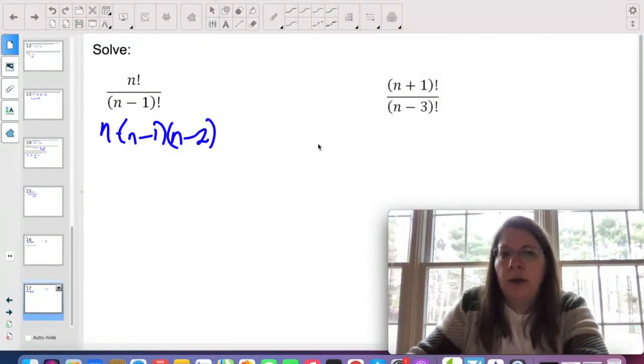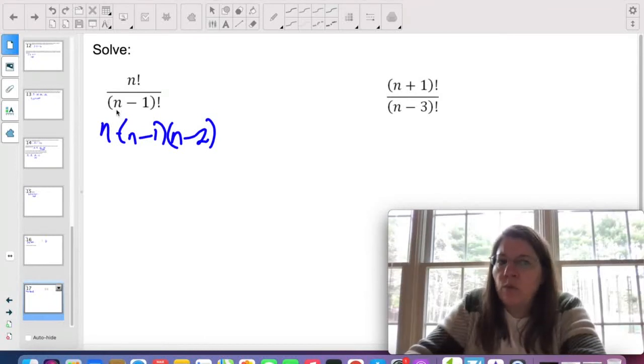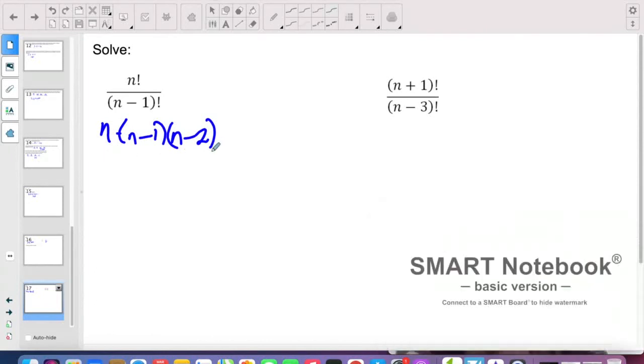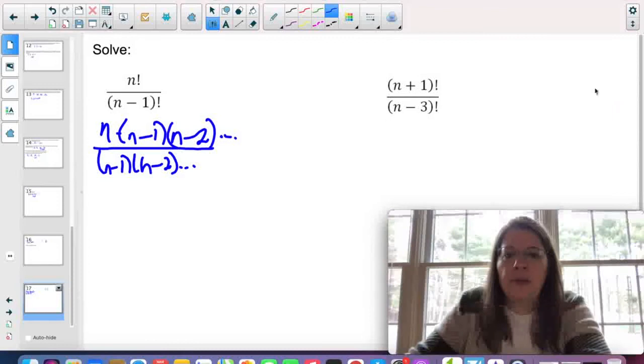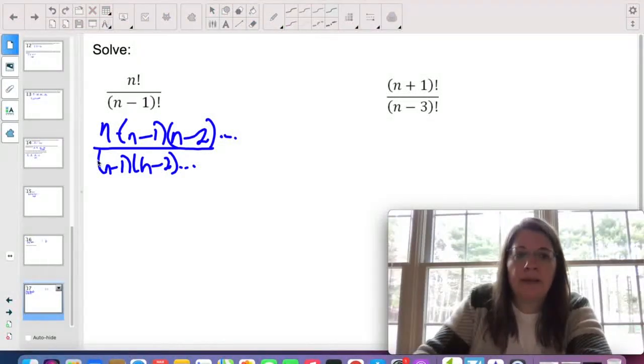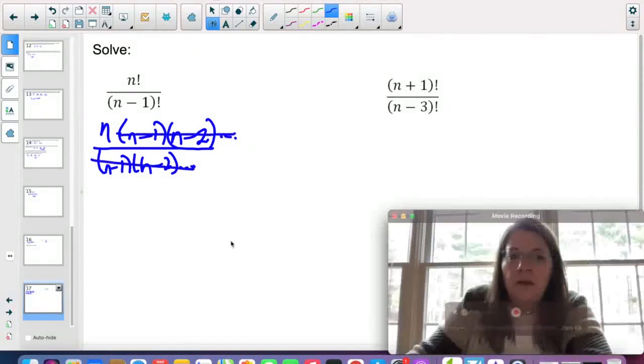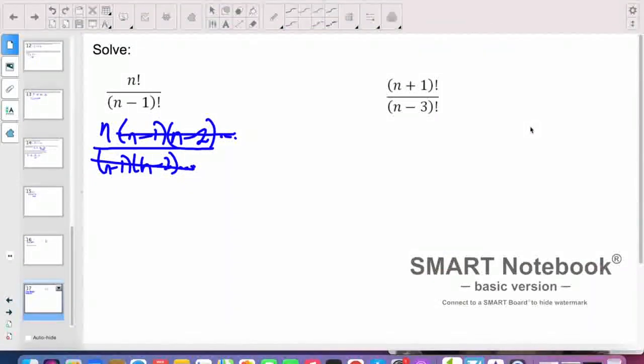We could keep going. But all we have to know is once we get to where they're going to start repeating, we can stop, because anything below that is going to cancel out anyway. So if we look at the bottom, it is n minus 1 times n minus 2, dot, dot, dot, right? These both continue forever. So as soon as they start to repeat, we can start canceling. So n minus 1, n minus 2 cancels with the n minus 1, n minus 2 up here, leaving us with just n. So very simple answer for something that looked pretty complicated at the beginning.